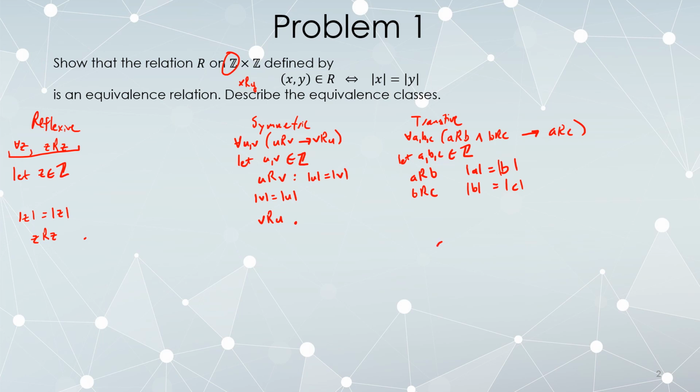What we need to show is that a is related to c. So what we need to show is that the absolute value of a is equal to the absolute value of c. But we also know that the traditional equals sign is transitive. If this equals that, which then equals this, then the first is equal to the third. The equals sign is already transitive, so this relation obviously is as well.